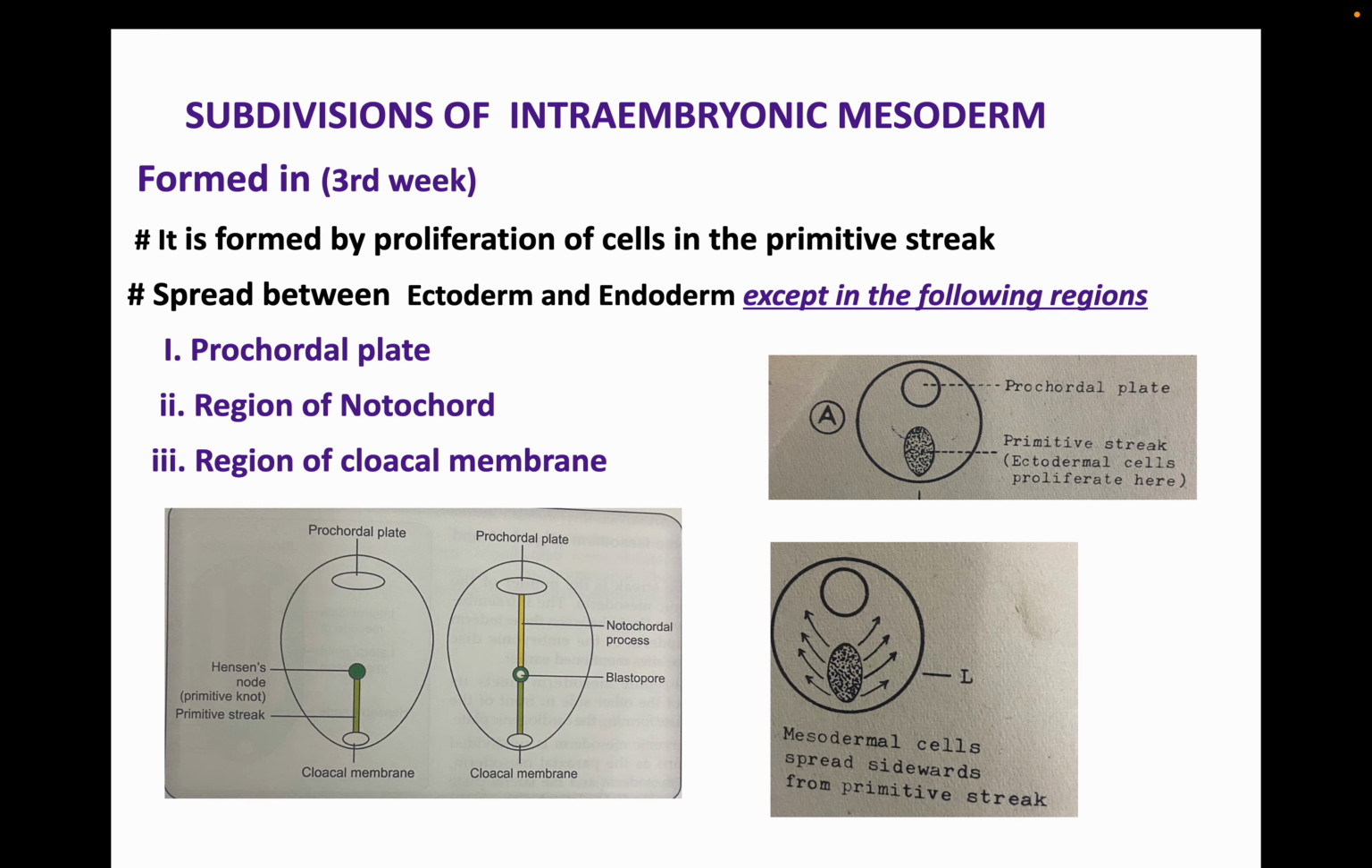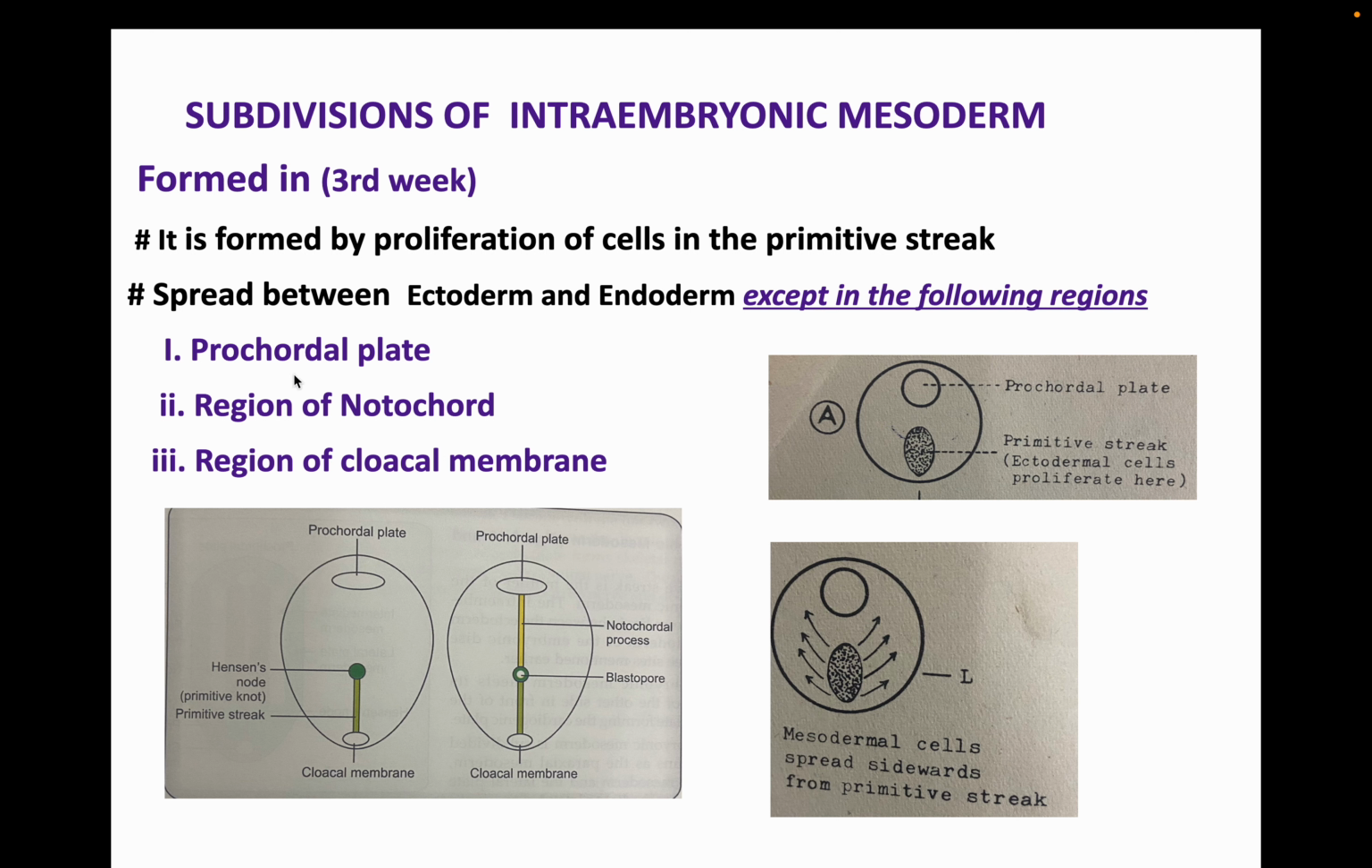Now, subdivision of intraembryonic mesoderm. Before starting with the development of the different body cavities, we will discuss the intraembryonic mesoderm, then we will discuss the intraembryonic coelom, then we can understand how these cavities develop. This intraembryonic mesoderm is formed in third week of intrauterine life. It is formed by proliferation of cells in the primitive streak. These cells separate between ectoderm and endoderm except in the following areas.